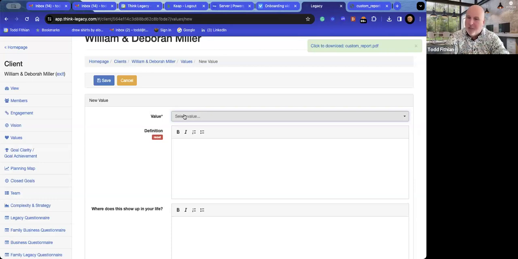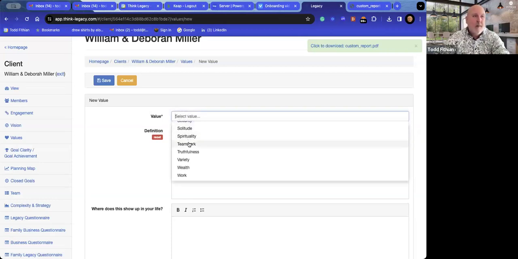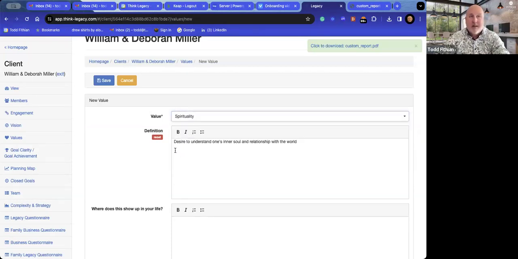This is really, really important. We have canned definitions for all the values. So if it's around spirituality, for example, the definition's in here. Desire to understand one's inner soul and relationship with the world. For many people, that might be just fine, right? But for somebody else, they might want to define it a different way, and they can do that. Again, this becomes the personalization of the work that you do.